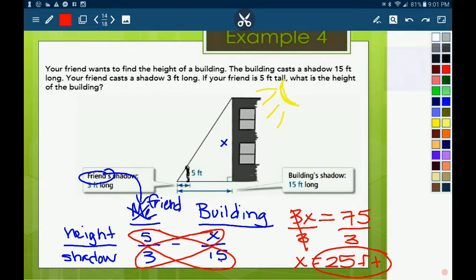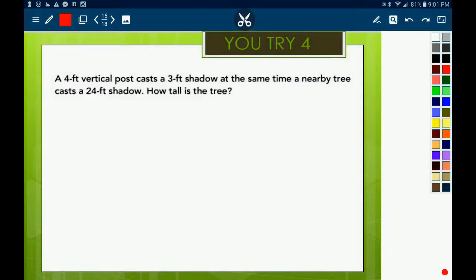Okay? So there are actually lots of real-life situations where you may see similar triangles, and you can indirectly measure the height of something that maybe you can't reach the top of with a tape measure. So let's have you give this a try in your 4th Try. It says, a 4-foot vertical post casts a 3-foot shadow at the same time a nearby tree casts a 24-foot shadow. How tall is the tree?